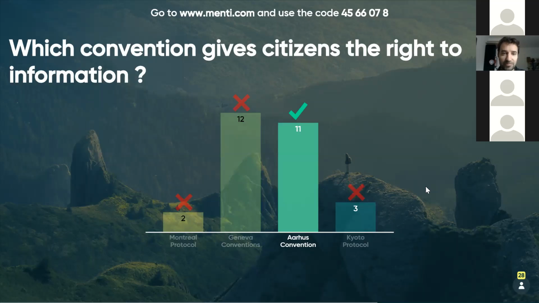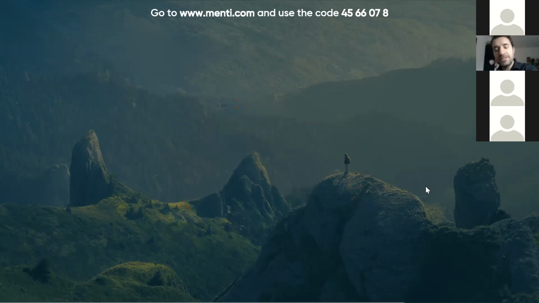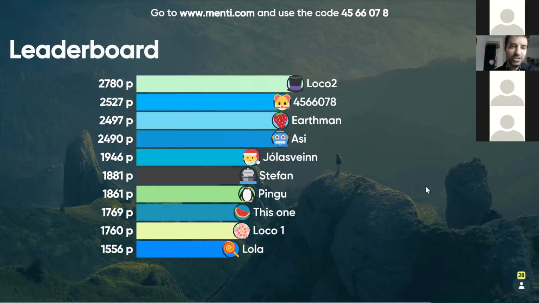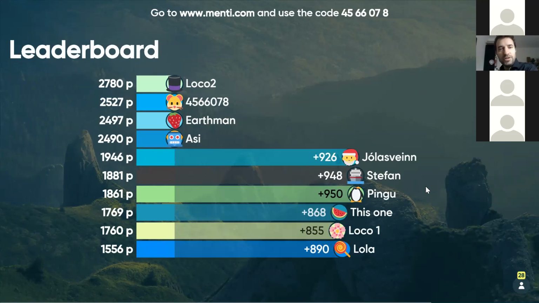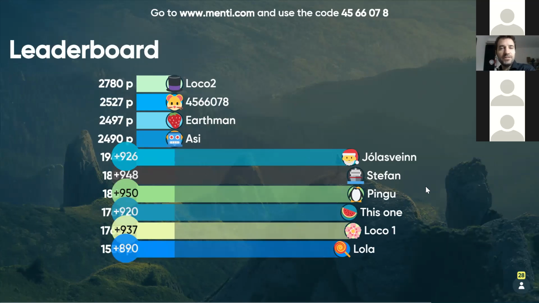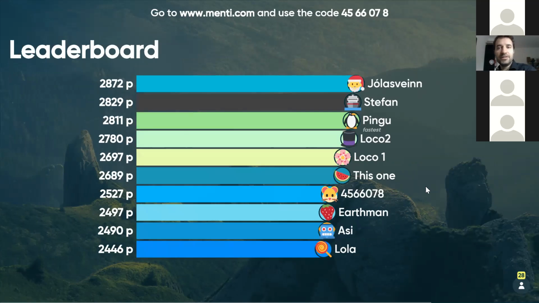The Montreal Protocol is about the reduction of CFCs that destroy the ozone layer, and the Kyoto Protocol is a climate protocol where countries came together and agreed that greenhouse gases have to be reduced. But the Aarhus Convention provides citizens around the world the right to information. If someone builds a project, citizens can go to court if they are not provided with information about the project.